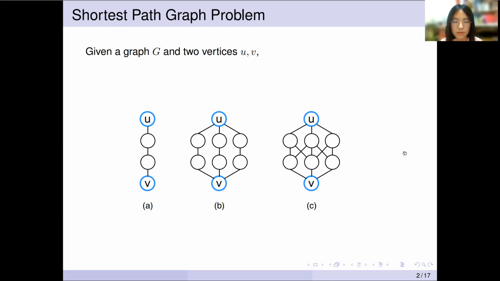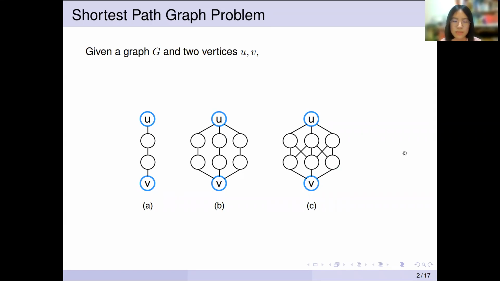Consider these three graphs depicted in this figure. In graph A, there's only one shortest path between U and V. In B and C, there are 3 and 7 shortest paths respectively. The shortest distance or one shortest path between U and V is insufficient for us to distinguish vertices U and V in these three different scenarios, since the shortest distances between U and V are all 3.